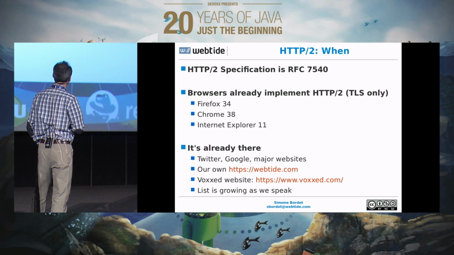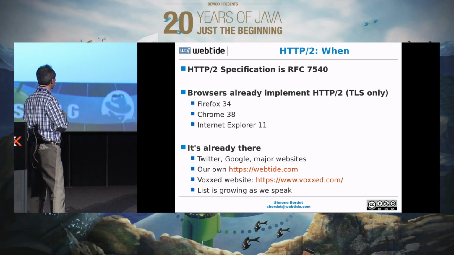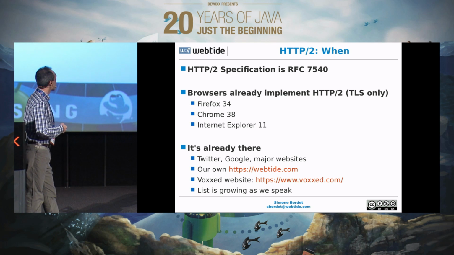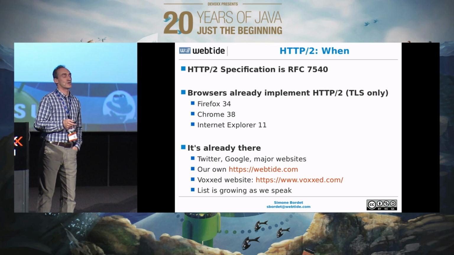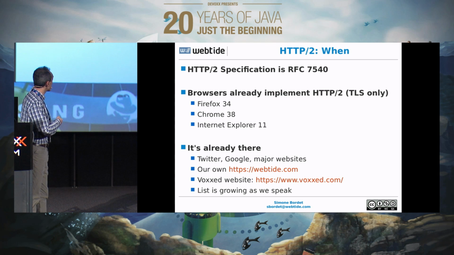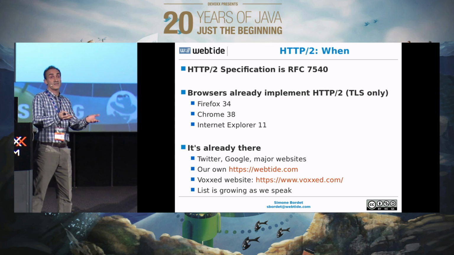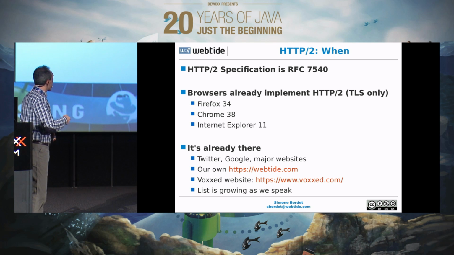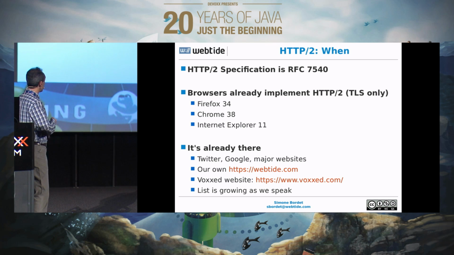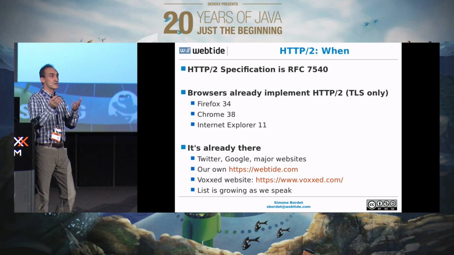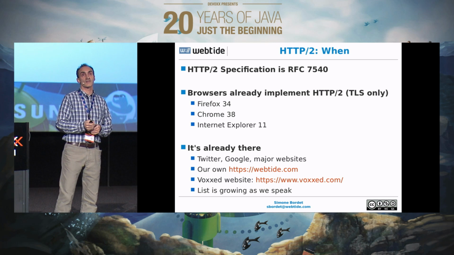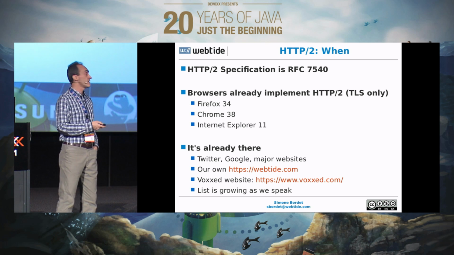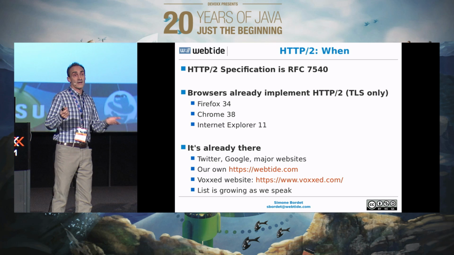And it's already there also on the server side, because you go to twitter.com, you go to Google, you go to every major website, and it's already HTTP2 enabled. Like, for example, our own website, webtide.com, we run Jetty, and it's HTTP2 enabled. The Devoxx website, which is the news and stuff related to the Devoxx conferences, it's on HTTP2 using Nginx. Okay. And the list is growing as we speak.